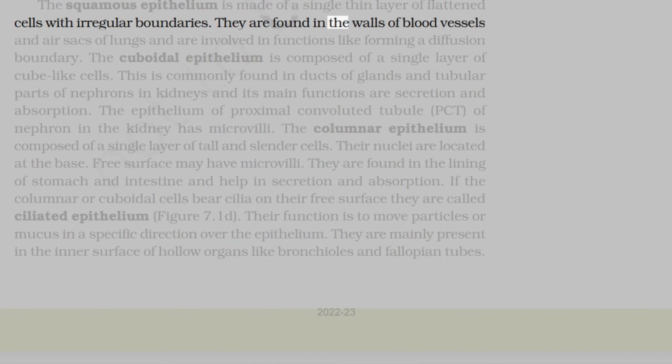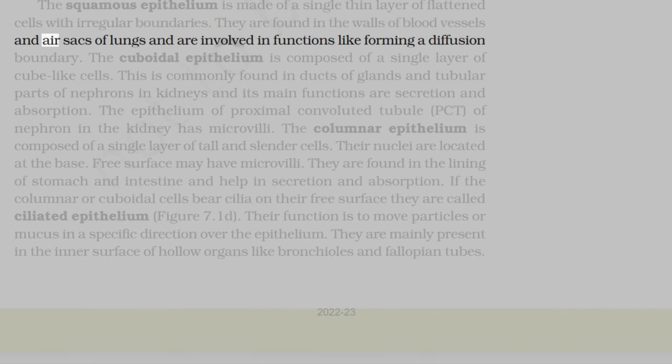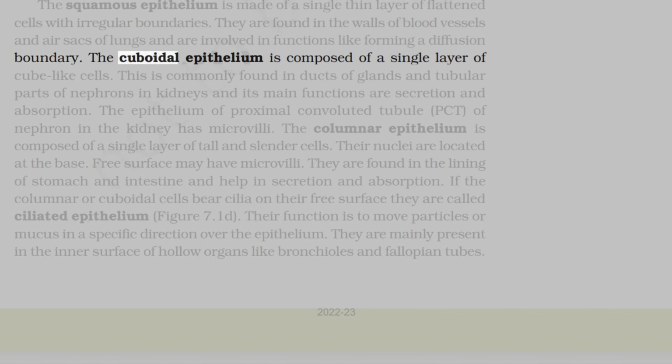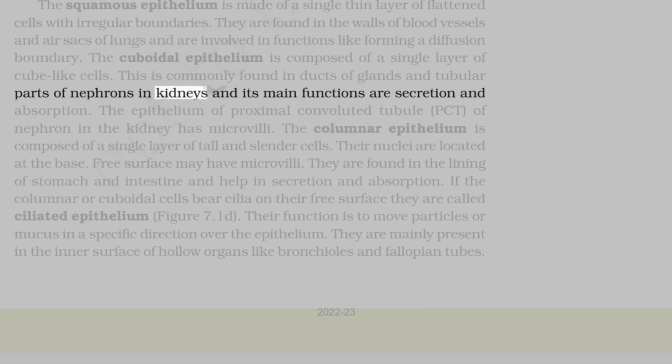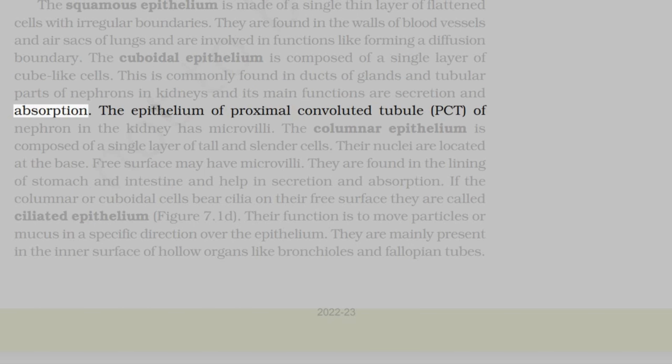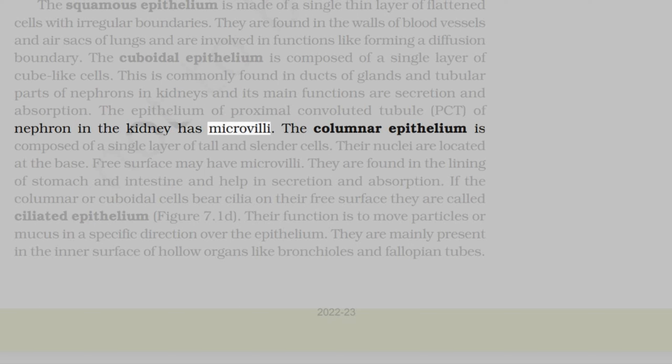They are found in the walls of blood vessels and air sacs of lungs and are involved in functions like forming a diffusion boundary. The cuboidal epithelium is composed of a single layer of cube-like cells. This is commonly found in ducts of glands and tubular parts of nephrons in kidneys, and its main functions are secretion and absorption. The epithelium of proximal convoluted tubule, PCT, of nephron in the kidney has microvilli.